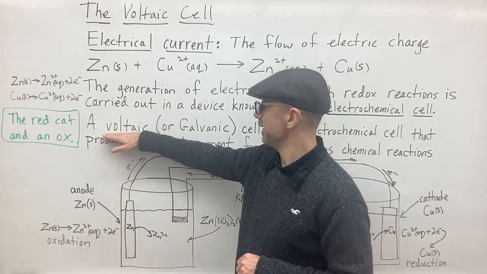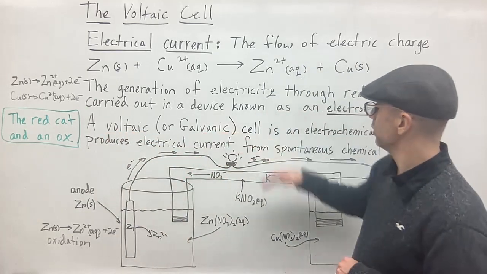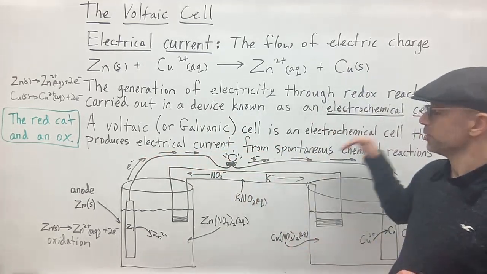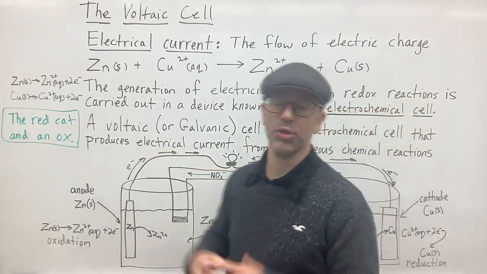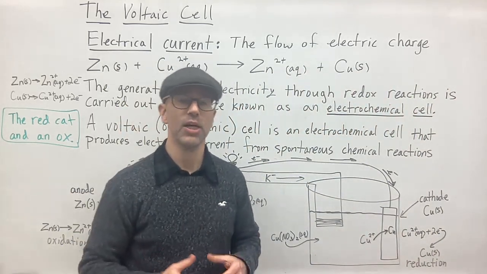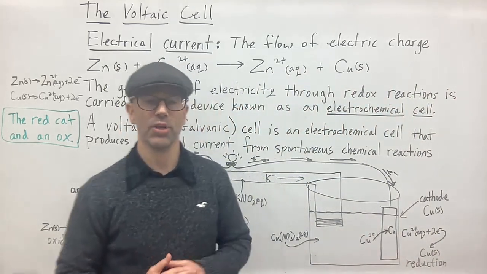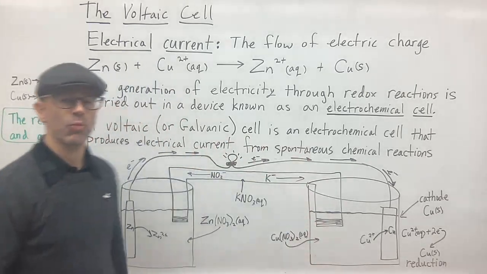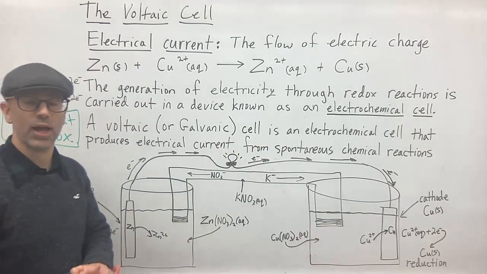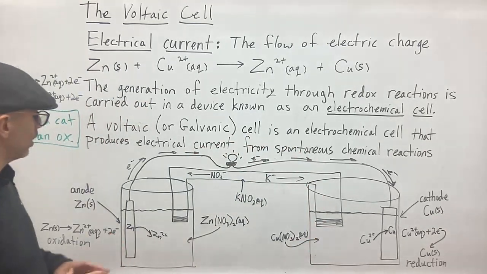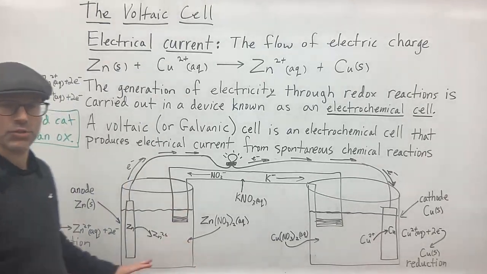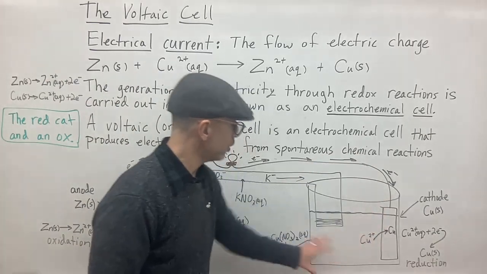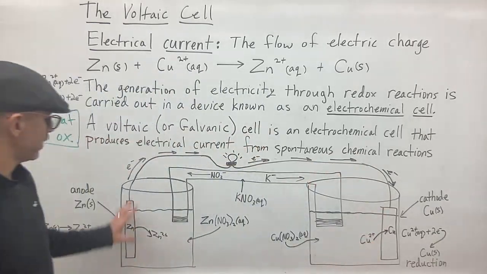A voltaic or galvanic cell is an electrochemical cell that produces electrical current from a spontaneous chemical reaction. So we're using a spontaneous chemical reaction to produce a current, and that current is going to go through a wire. Here I have a setup. This is what your typical voltaic cell is going to look like. Here we have two half cells. Here we have the copper, and here we have zinc.